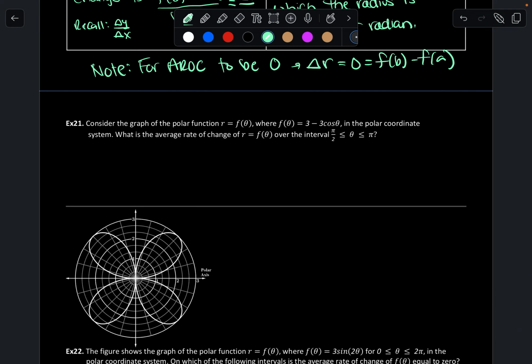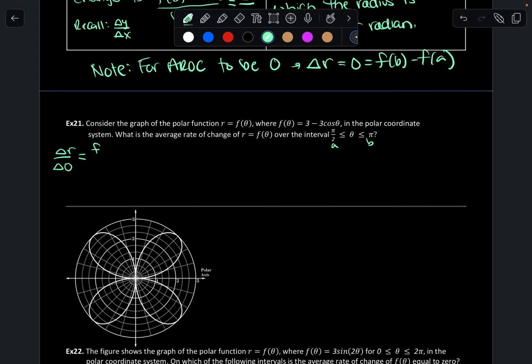So example 21, consider the graph of the polar function r equals f theta, where f theta equals 3 minus 3 cosine theta in the polar coordinate system. What is the average rate of change of r equals f theta over the interval from pi over 2 to pi? Okay, so this is going to be the exact same setup. Instead of doing average rate of change, or AROC, again, I want us to get comfortable with polar. We're doing delta r over delta theta, so the change in r over the change in theta. We will use f, so we'll have f of b. Our closed interval, pi over 2 is a, pi is b.